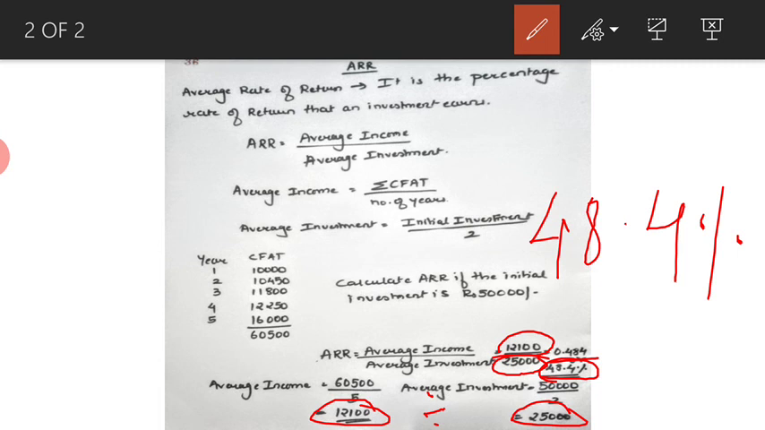It's the simplest method amongst all the methods that we are going to use in investment decision. I hope you're clear with what is ARR. In the next video, we are going to study more about ARR and then go ahead with the other discounted methods of investment decision.